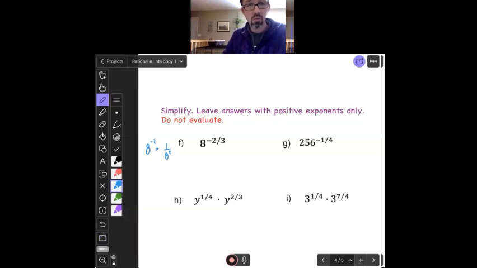So how do I deal with 8 to the negative 2/3? Well, what do negative exponents want to do? They want to become fractions. So it's 1 over 8 to the 2/3.